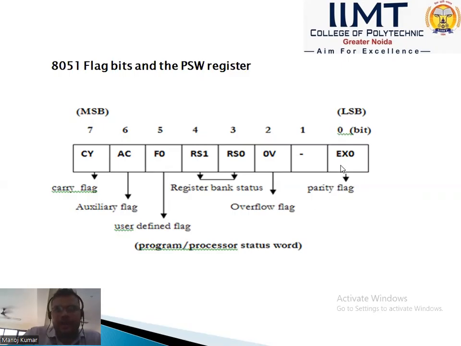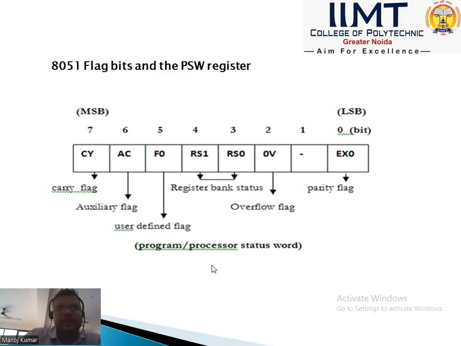This is the parity flag. OV is the overflow flag. RS0 and RS1 are the register bank select bits, used for selecting the banks of registers. F0 is a user-defined flag, AC is the auxiliary carry flag, and CY is the carry flag.